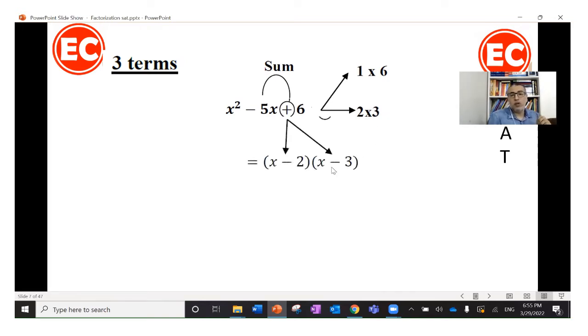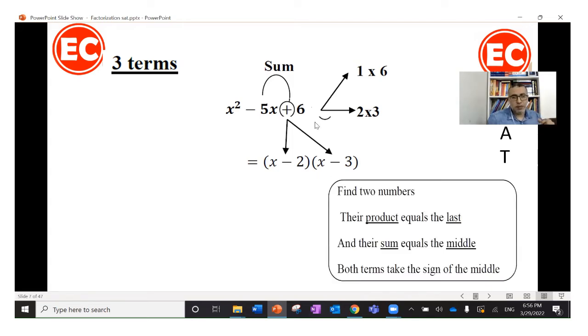Third step, I'm going to open two brackets. Both brackets take the sign of the middle term. The sign of the middle is negative, so both brackets take negative. And I can put 2 and 3 in any order; it doesn't matter. So if the last sign is positive, I'm looking for two numbers whose product equals the last number and whose sum equals the middle number, and both brackets take the sign of the middle term.